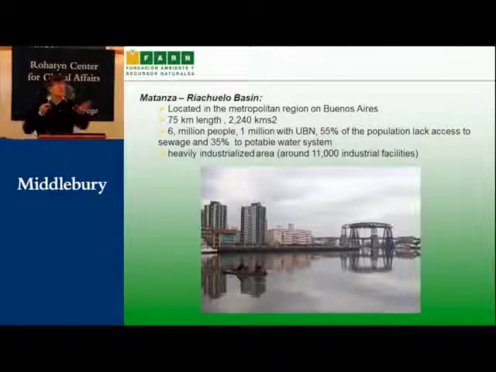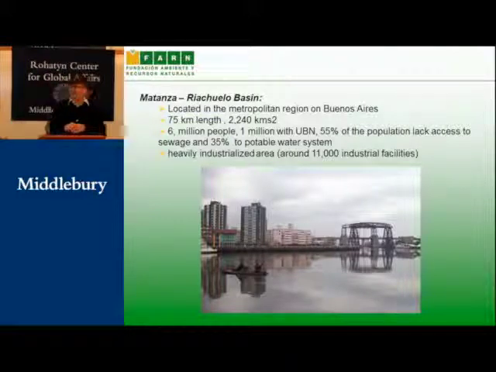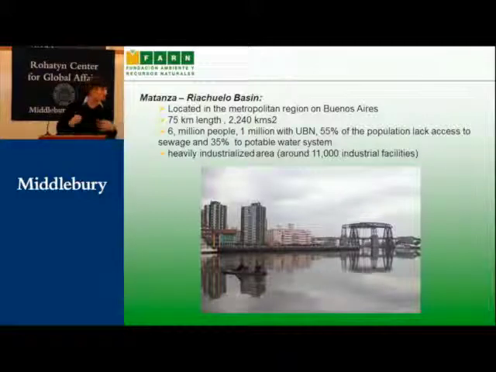This is also a heavily industrialized area. This is the core of the Argentine industrialization model. Nobody knows exactly how many industrial facilities are in there, but it's about 11,000. Most of them discharge into the different water courses in the basin.